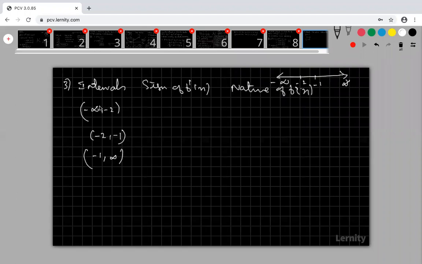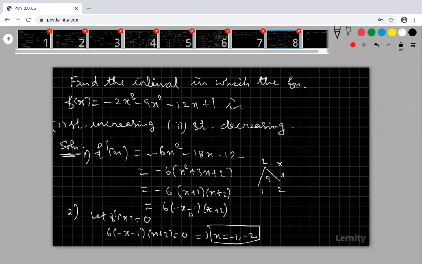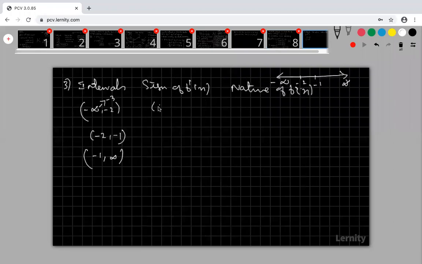Right. Now take any one point, that is minus 3. Take minus 3 and substitute here. When you apply minus 3 here, it will become plus 3. Plus 3 minus 1 is positive. Here it is positive, but here it is negative. My first term is positive, 6 into positive and negative. So therefore, I will get negative. Negative means strictly decreasing.